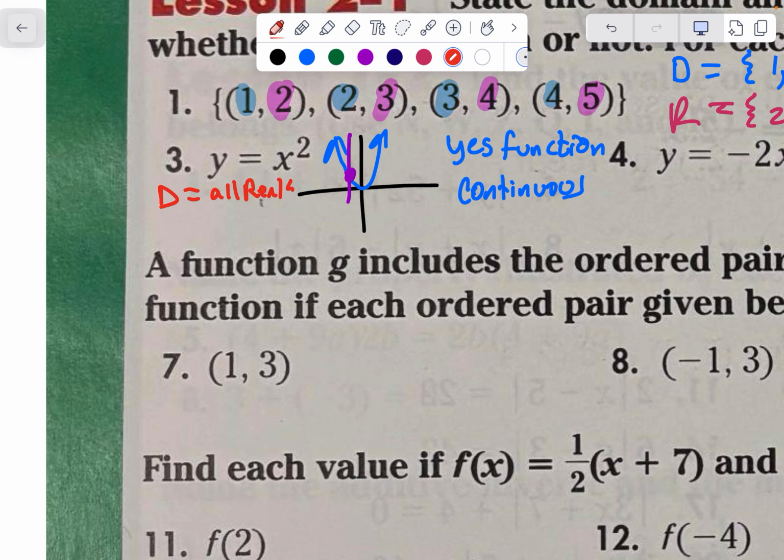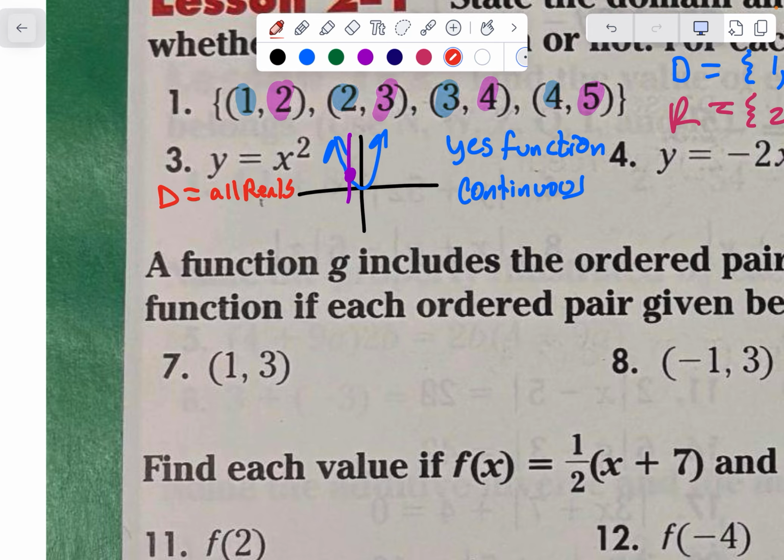So when your input has no restrictions, what kind of things have a restriction? Square root has a restriction. We can't plug in negatives. A fraction has a restriction. We can't put zeros in our denominator. But this one, there's no restriction. Yeah, I could put in whatever I want.